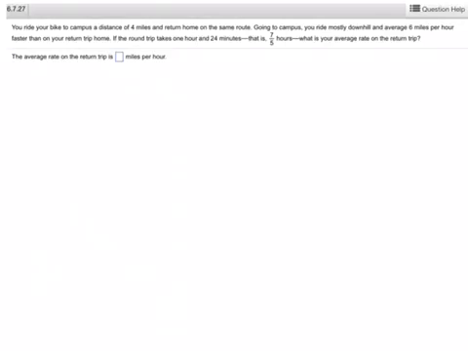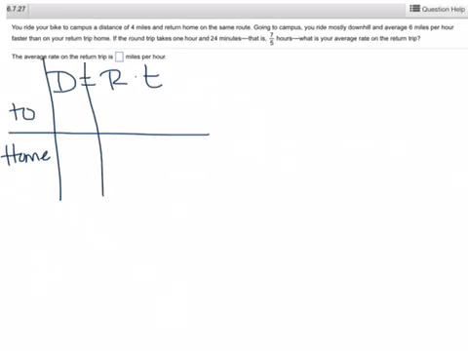So let's set up a chart here. We've got distance equals rate times time as the basis formula for the chart, and we have two instances, one going to campus and one coming home from campus. So this is going to give us the rows and columns for our chart. The first thing that we can fill in are the distances. Both distances, going to campus and, since it's the same route, coming home from campus, must be equal to 4 miles.